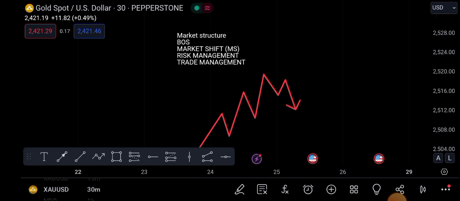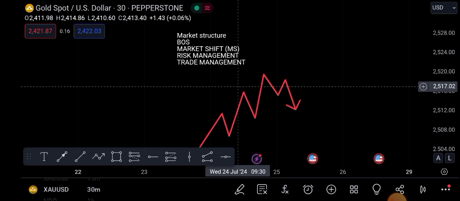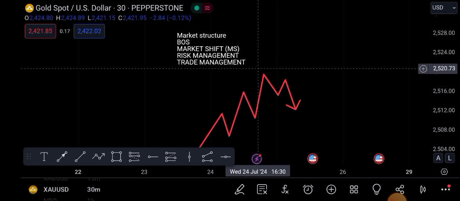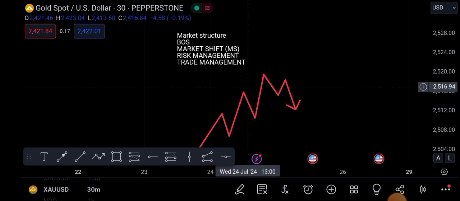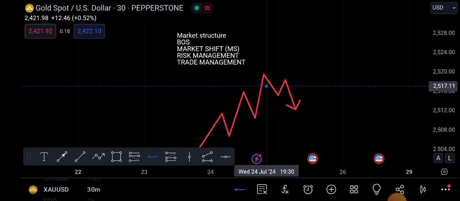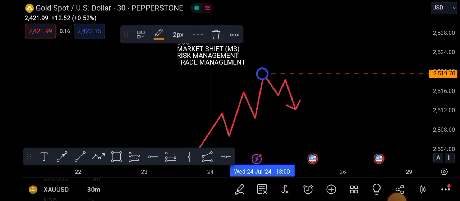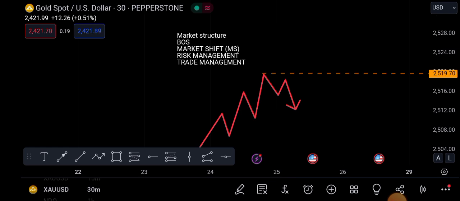When a demand zone fails to create, or for better understanding, when a market fails to create a higher high and therefore takes out, maybe reversing the trend, here is the point of interest that we'll be looking for. Whenever the market creates something like this, let's just say we are in an uptrend and the market failed to take out this high.